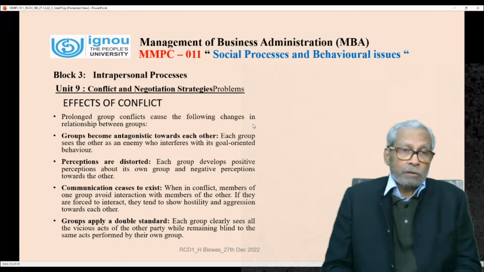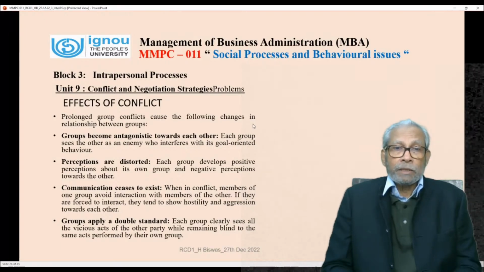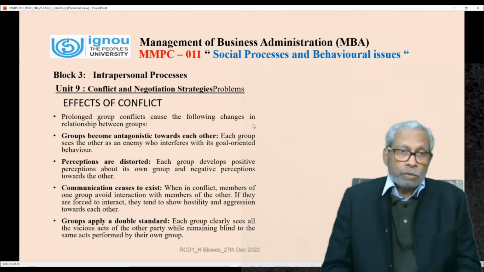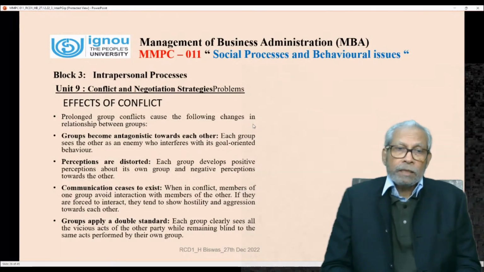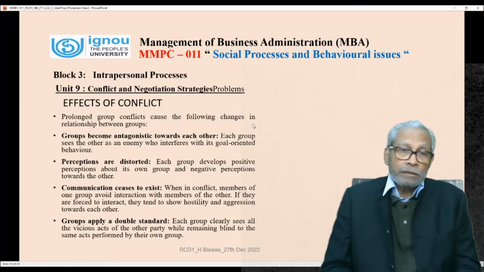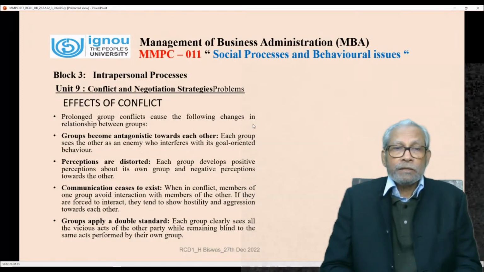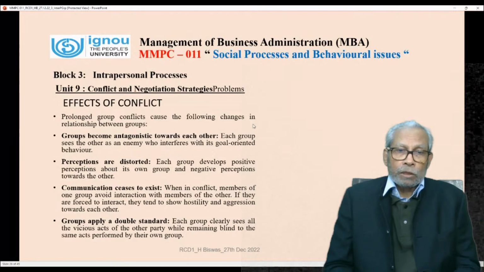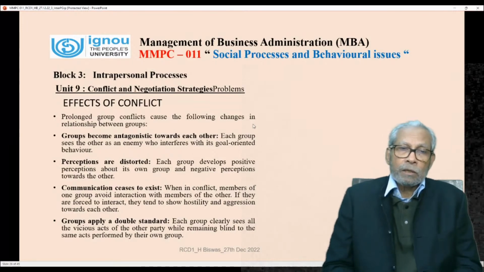When there is conflict, members of a group, if they are forced to interact with members of the others, tend to show hostility and aggression towards the others. So you cannot force them either. Groups always apply a double standard, because if it is prolonged, everybody is in survival mode, saying the wrong thing sometimes, even in denial mode. So it will be a different situation. The group will not perform in a neat way.